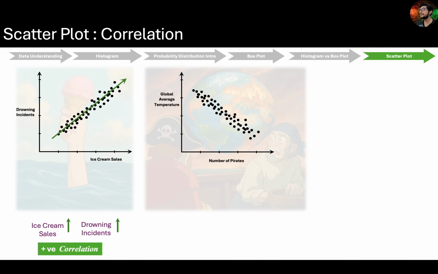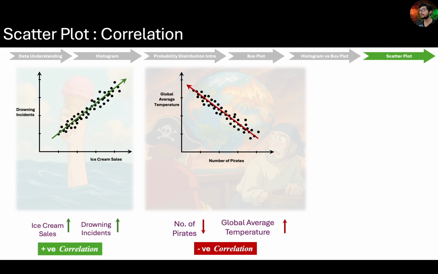Another widely cited humorous example of misleading correlation is the inverse relationship between the number of pirates and the global average temperature. As the global pirate population has declined over the years, global temperatures have risen.